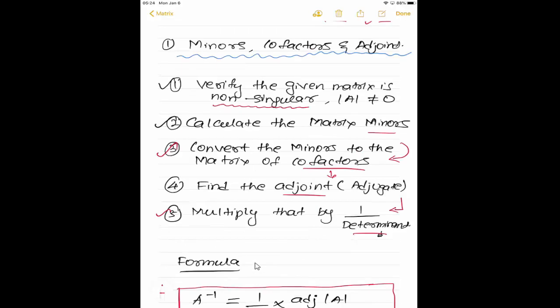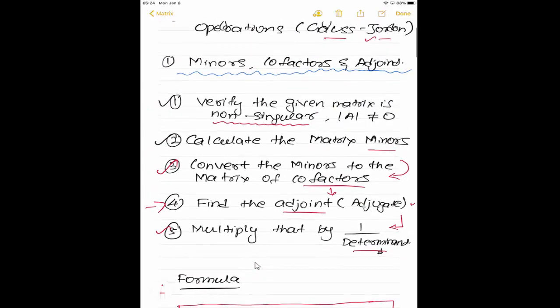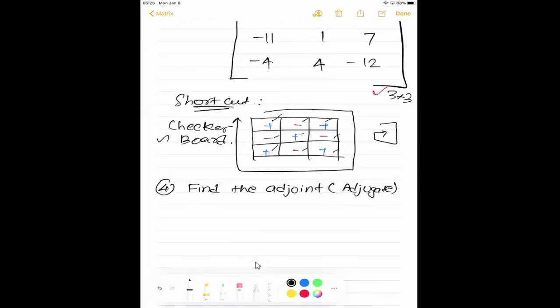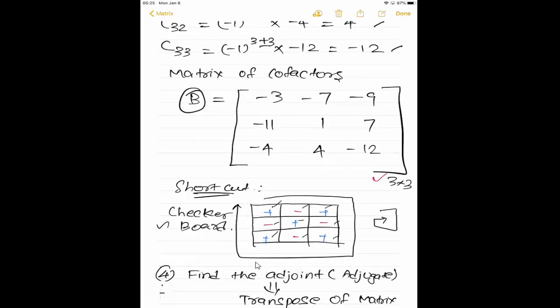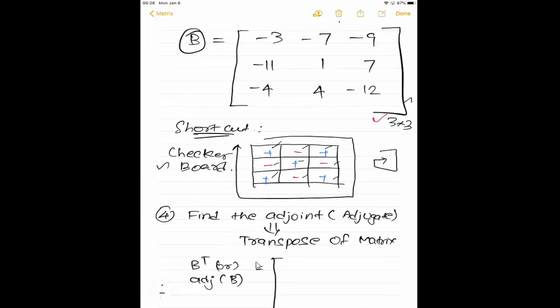Now the fourth step is we have to find the adjoint. The adjoint is also called the adjugate. Adjoint is very easy. Adjoint means the transpose of the matrix. So we know the matrix B. For this we have to take the transpose. That's it. So it's going to be B transpose, or adjoint of B. Transpose means converting all rows to columns, or vice versa.